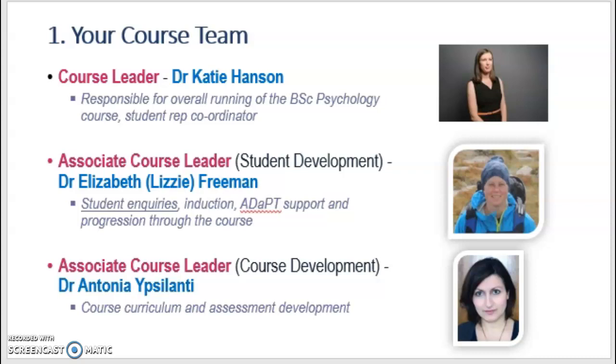First of all then, it is really important to introduce to you our lovely course leader team. Our course leader is Dr. Katie Hanson, and she's responsible for the overall running of the BSc psychology course and the student rep coordinator. The associate course leader for student development is myself, and I cover student enquiries, induction, ADAPT, which is academic advisor support, which I'll explain later, and progression through the course.